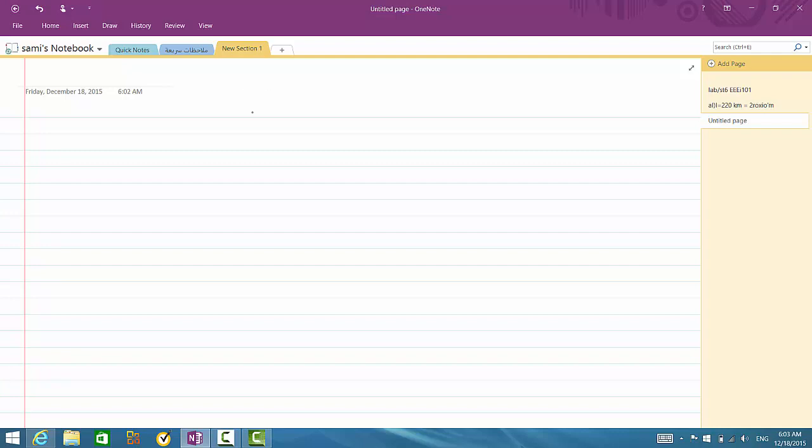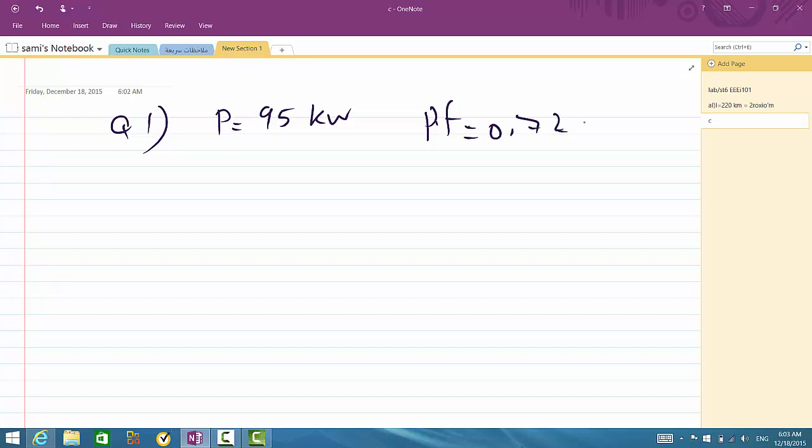This is the solution of assignment number 4, and I will begin with question number 1. Question number 1 says an induction motor draws 95 kilowatts, so the active power of the motor is 95 kilowatt. It's a three-phase line power supply with a power factor of 0.72 lagging. Part A: calculate the value of apparent and reactive power absorbed by the motor.